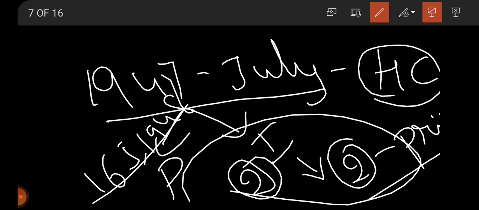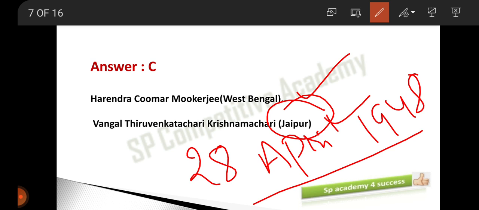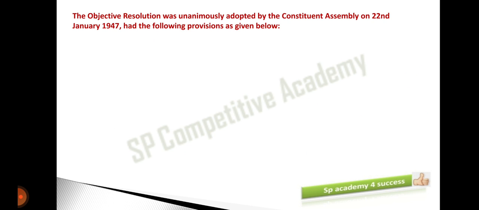Why did we get two vice presidents? We used to have only one vice president, H.C. Mukherjee. In between, after nearly 1 year, we got Krishnamachari ji. He is from which state? Jaipur state. Clear? A princely state. That is the story behind this. Now moving on to the next question.